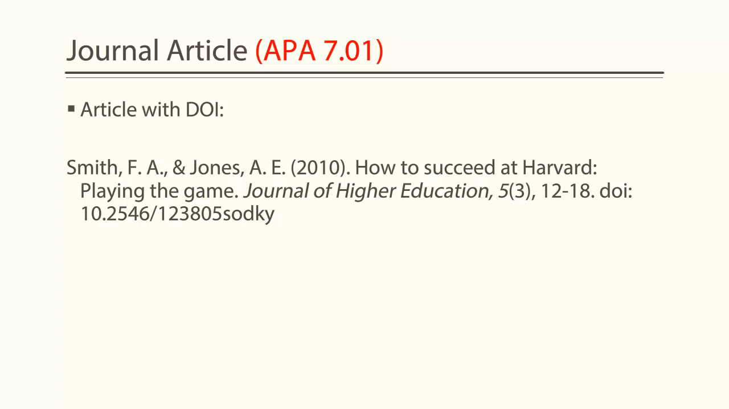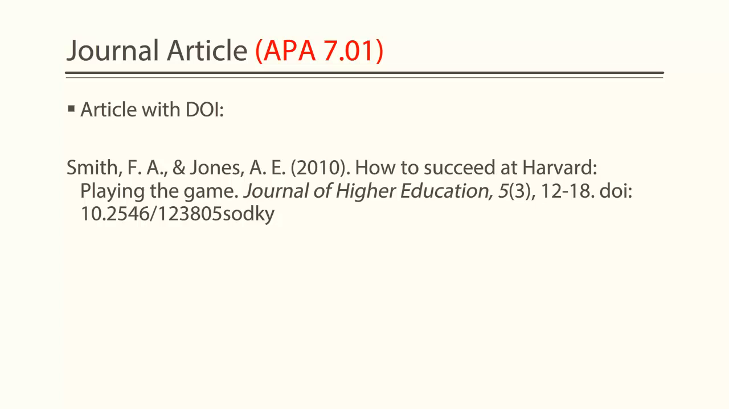Then comes the journal title, which is italicized and capitalized just like the journal capitalizes it. Immediately after the journal title is a comma, then the journal volume number, which is also italicized. Then the issue number in parentheses is not italicized, and there is no space between it and the volume number. Only use the issue number if the page numbering starts over with each issue. Then list the page numbers of the article followed by a period.